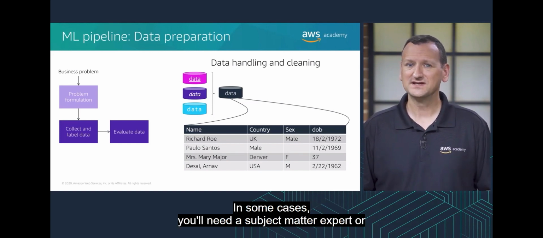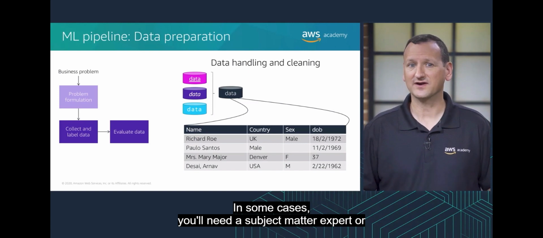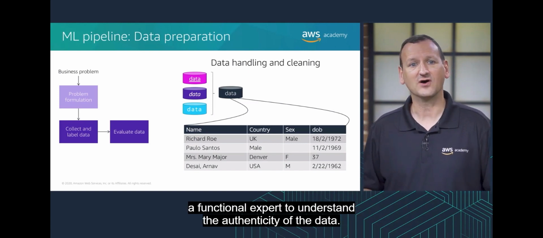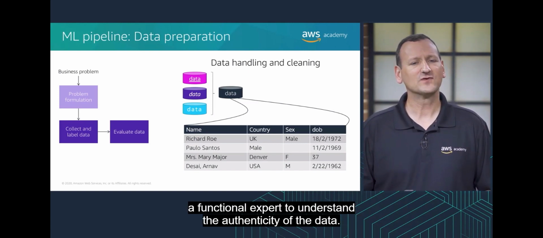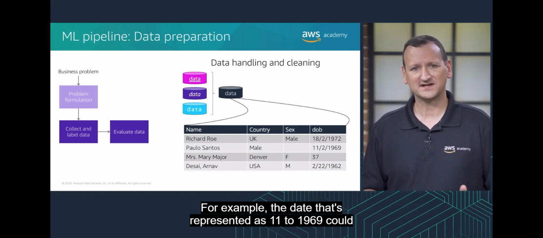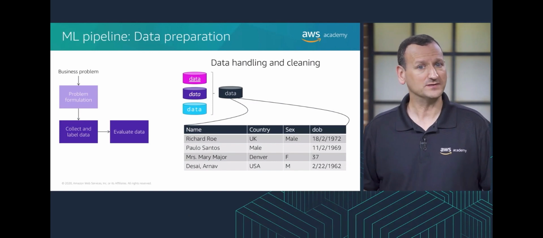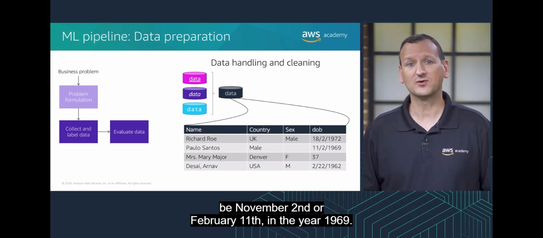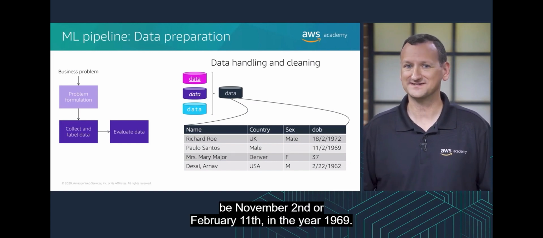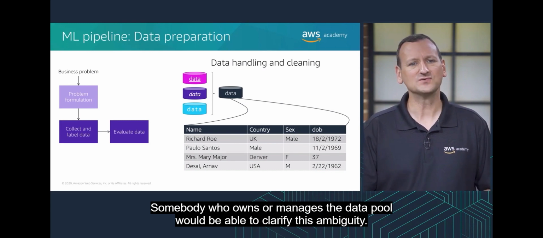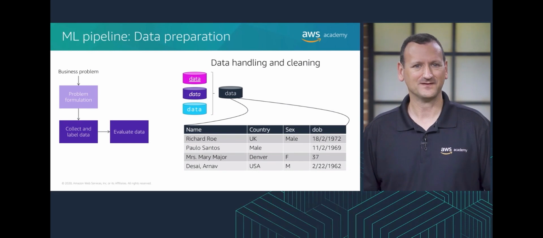In some cases, you'll need a subject matter expert or a functional expert to understand the authenticity of the data. For example, the date that's represented as 11/2/1969 could be November 2nd or February 11th in the year 1969. Someone who owns or manages the data pool would be able to clarify this ambiguity.